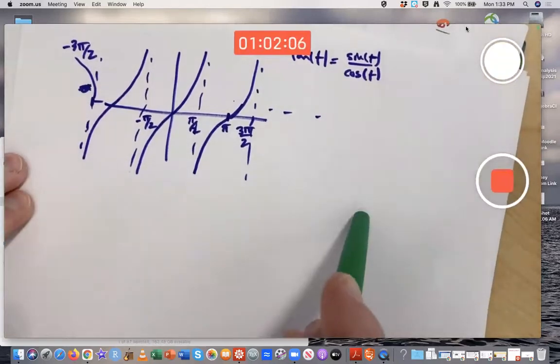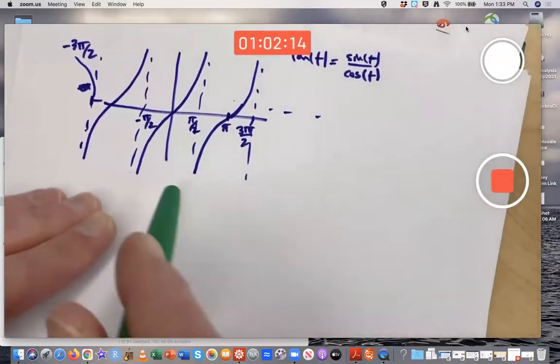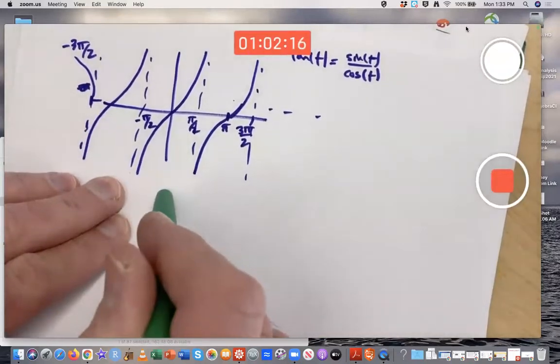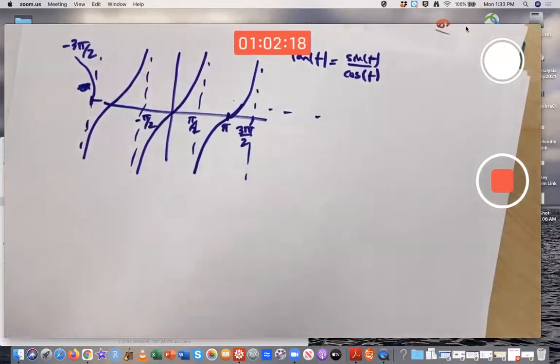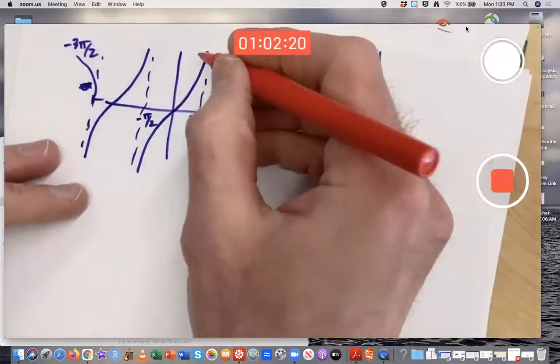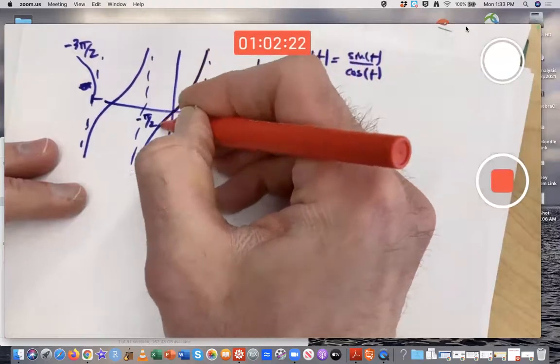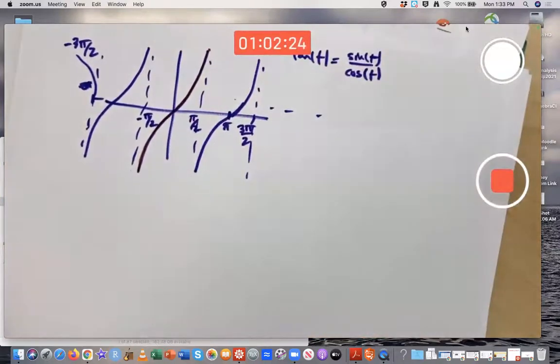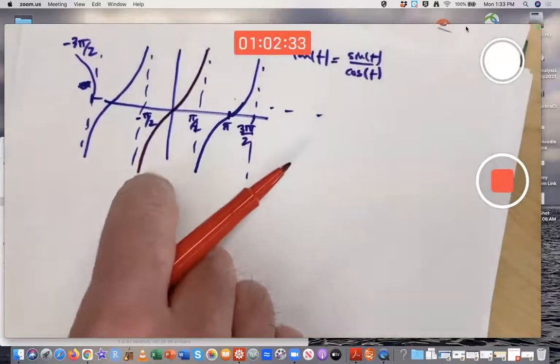Tangent as it stands is not a one-to-one function. So technically speaking, it does not have an inverse function. However, if I restrict the domain, I can make it one-to-one. If I restrict the domain to just be this piece between negative pi over 2 and positive pi over 2, that piece is a one-to-one function. And the inverse tangent function, or arctangent function, is the inverse function of just that piece.